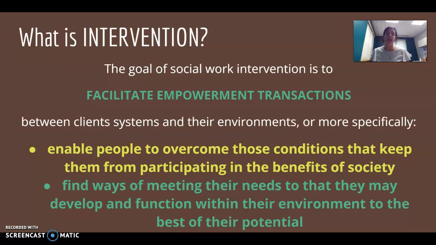But we're looking at enabling people to overcome the conditions that keep them from participating in the benefits of society. And so an example of that would be if an individual was experiencing depression and anxiety, well, they are going to have obviously some negative experiences possibly with engaging in society. And so something is preventing them from being able to engage purposefully or however they envision themselves.